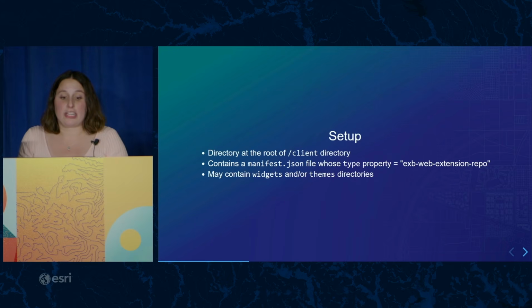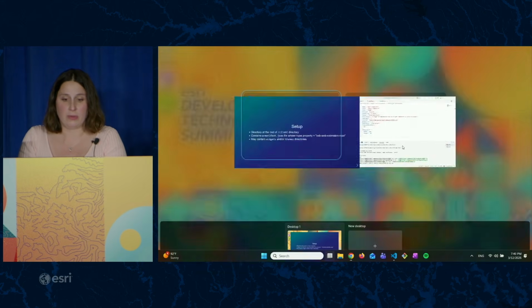So we need to create a directory at the root of the client directory. And this would, in theory, be your cloned GitHub repo. And that directory needs to contain a manifest.json file whose type property equals EXB web extension repo. And that directory can then contain a widgets and or themes folder, which would be where all of your widget code or theme code would live. And so let me show you this in VS Code.